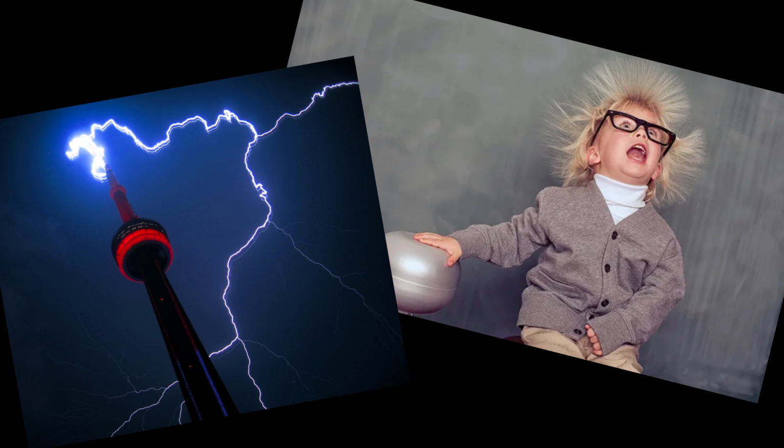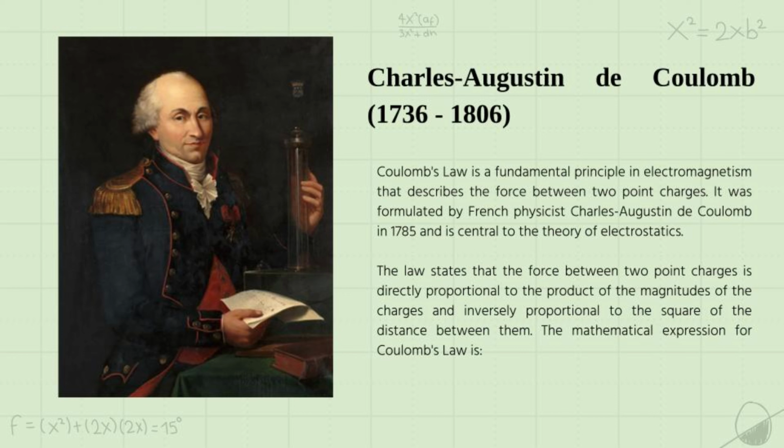To put it simply, an electrostatic electric field is a region around charged objects where electric forces can affect other nearby charged objects or particles. Charles Augustin de Coulomb was a French physicist who made significant contributions to the understanding of electrostatic electric fields. He formulated Coulomb's law, which describes the force between two charged objects.